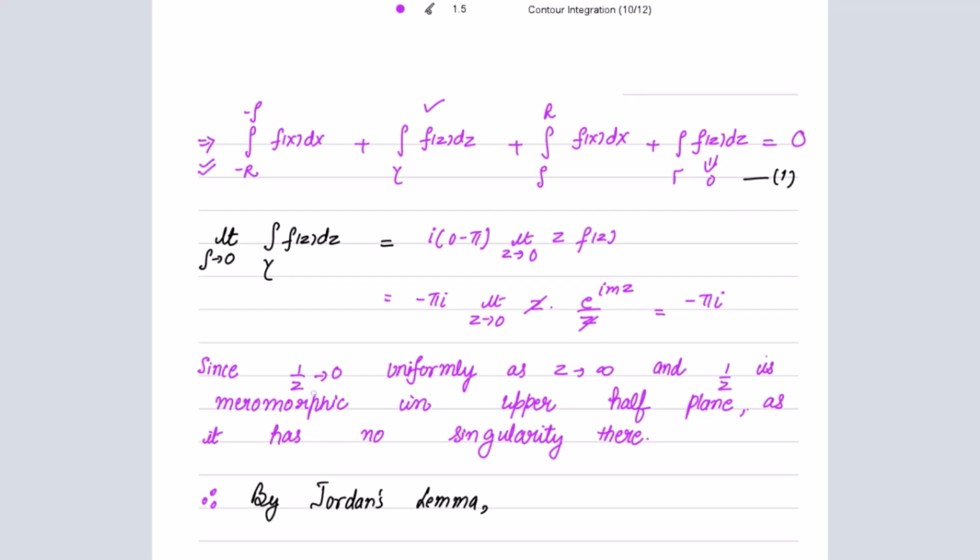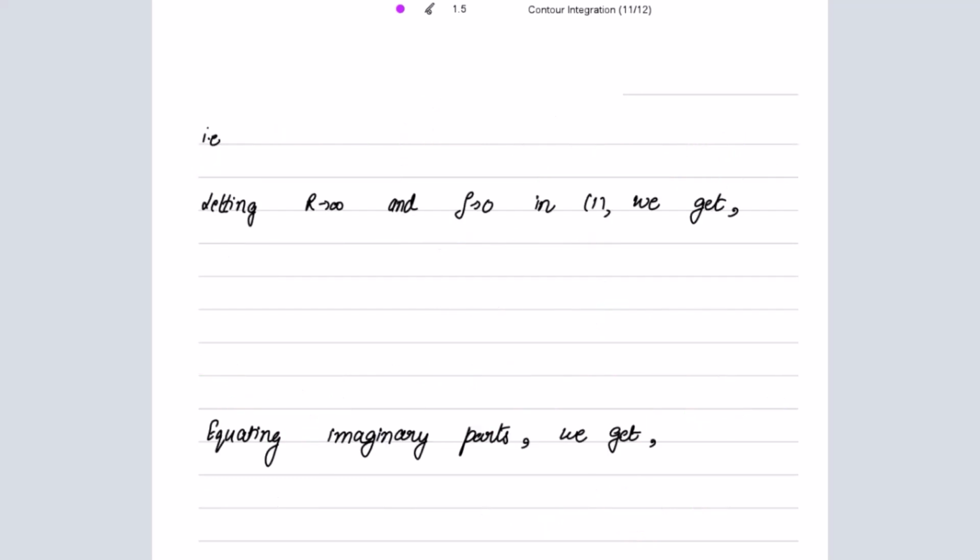Now, since 1 over z tends to 0 uniformly as z tends to infinity, and 1 by z is a meromorphic function in the upper half plane as it has no singularity there, by Jordan's lemma the limit as R tends to infinity of the integral over tau of e to the power iota mz over z is 0. So the limit as R tends to infinity of the integral over tau of f(z) dz is equal to 0.